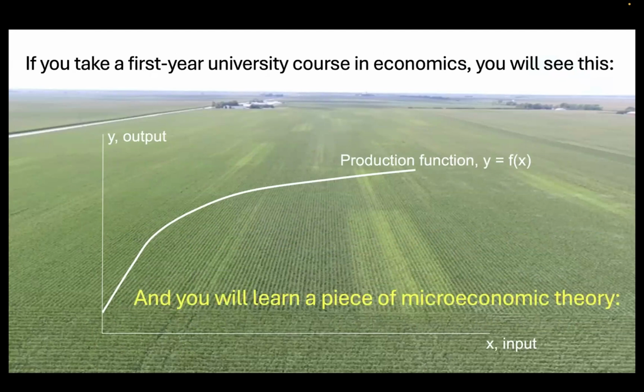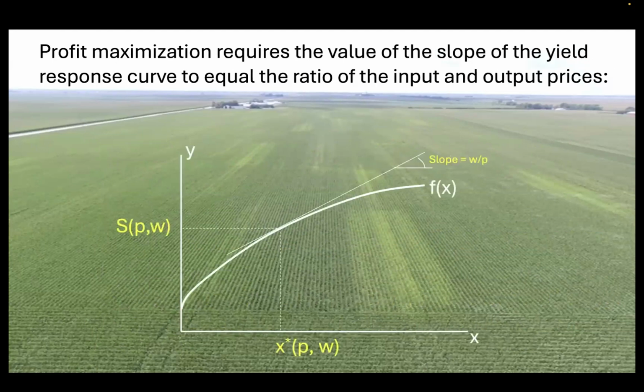In that class, you'll learn a little piece of microeconomic theory. If you were 17 years old and I was giving a lecture, I'd spend 45 minutes explaining the intuition behind this theory. But really, you can show this in a few seconds with a little bit of calculus. The profit maximizing amount of an input depends on the price of the input and the price of the output. The economically optimal choice is to find the place on the yield response function where the slope is equal to the ratio of the input price to the output price.